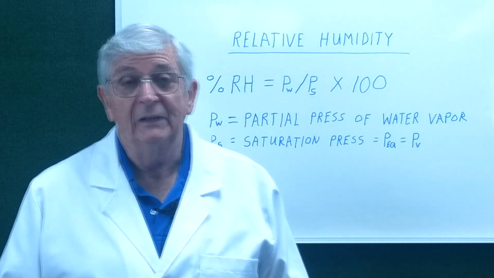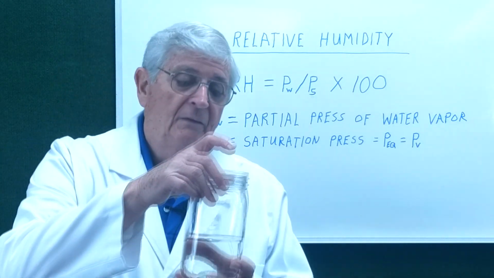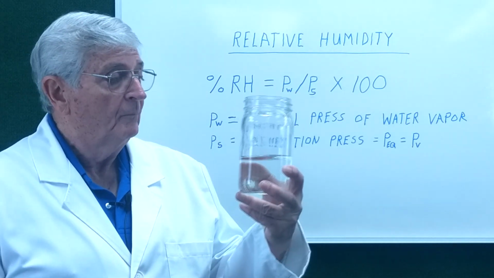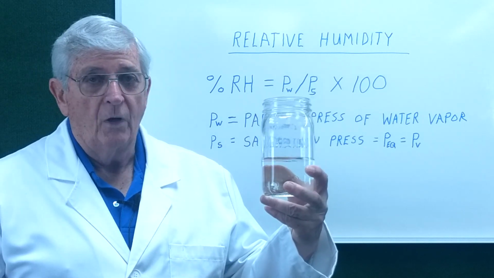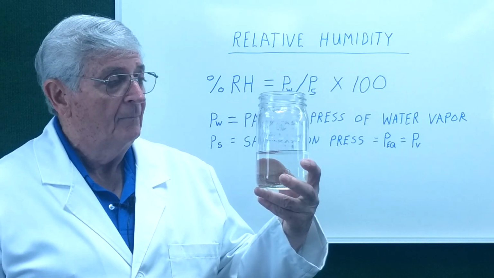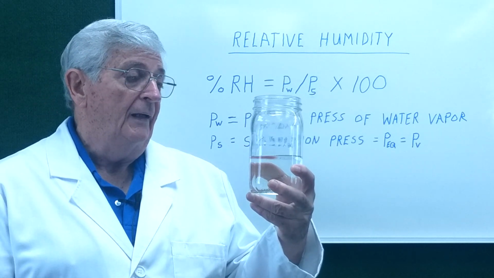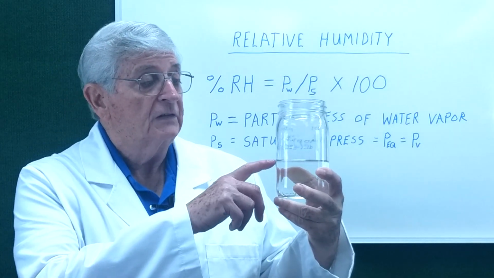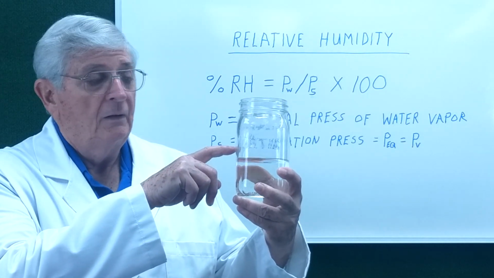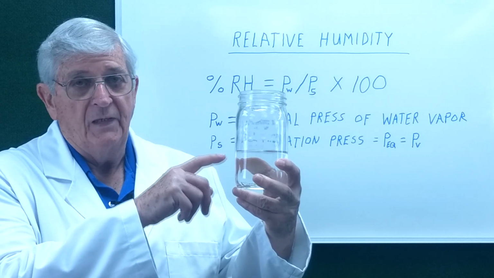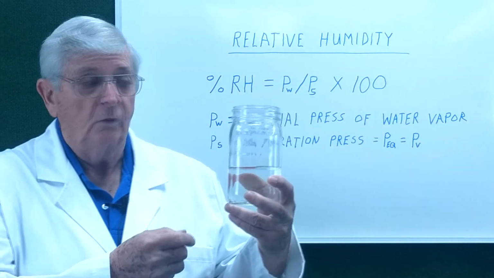Okay, here's an explanation of what we've just seen. Here's an open jar with some water in it. Now this water is actually boiling right now. We call this type of boiling evaporation. And as long as the partial pressure of the water vapor is less than the vapor pressure that the water wants to produce, evaporation will go on.